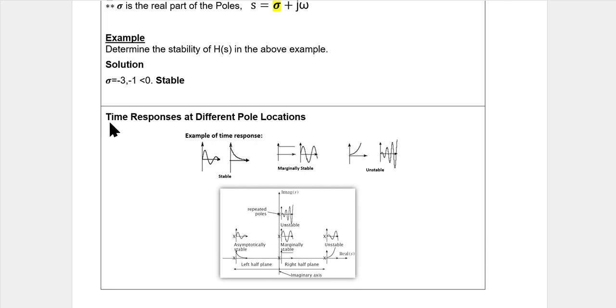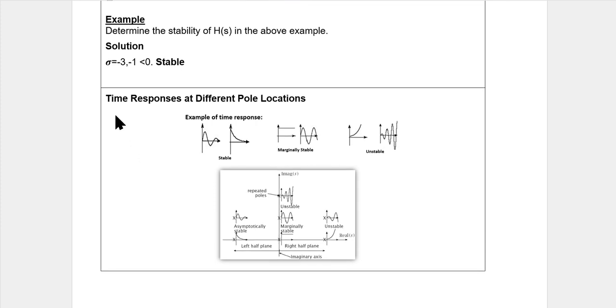The system is stable. We can also see how the time response looks for stable, marginally stable, and unstable. Stable is when all the poles are here. We can see the value eventually converges to 0. For unstable, it diverges. It just explodes to infinity. Marginally stable is somewhere here. It oscillates. So that is the difference. That's all. Thank you.